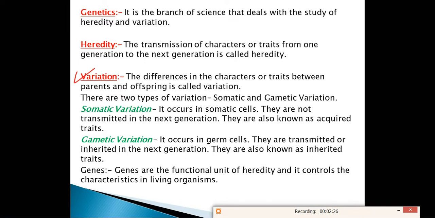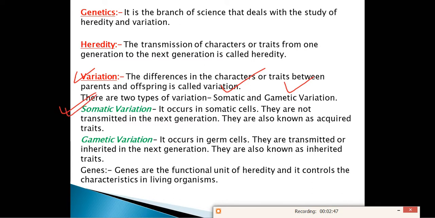There are two types of variations: somatic variations and gametic variations. So let's discuss what is somatic variation and what is gametic variation. I have given you the direct points over there. If questions are asked, what is heredity, define variation, you can write exactly the same answer in your answer sheets.